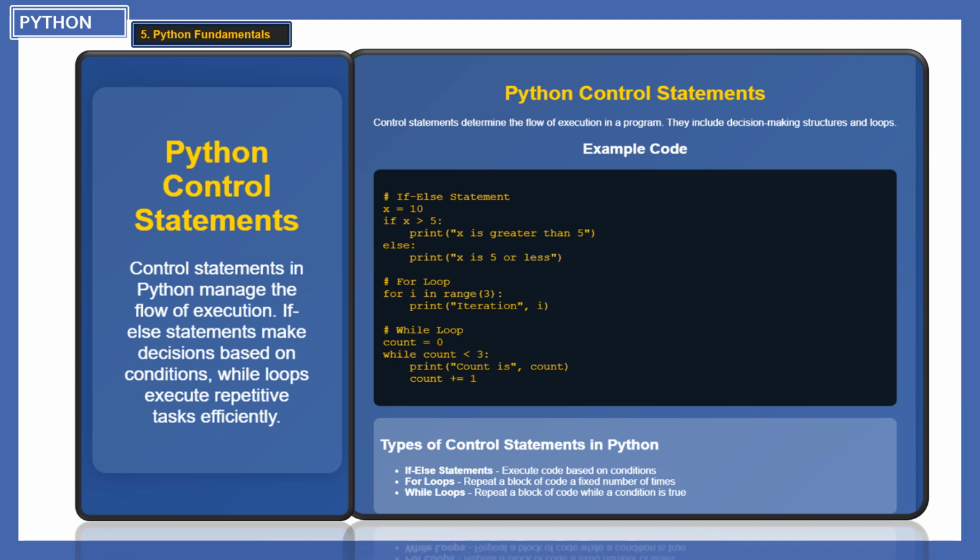Refer to the slide for code examples. Look at the slide to see example code for if-else statements, for loops, and while loops. These examples demonstrate how control statements work in Python.